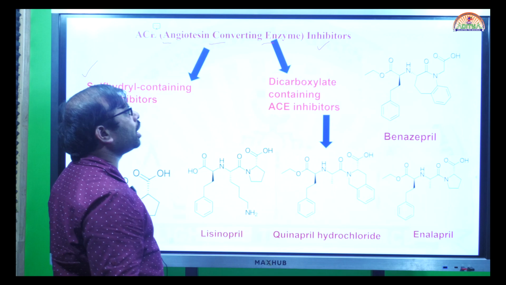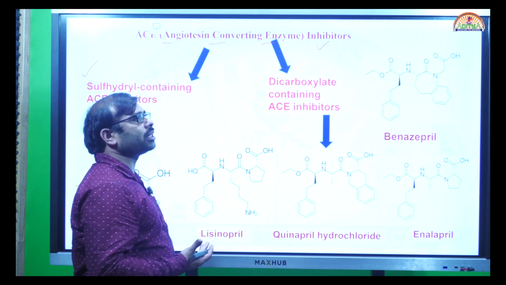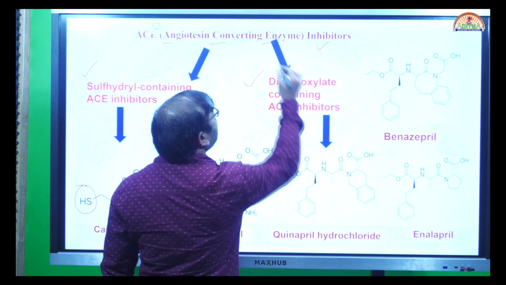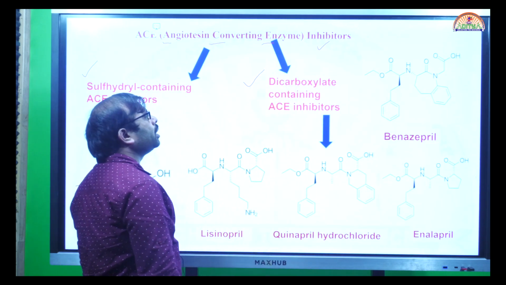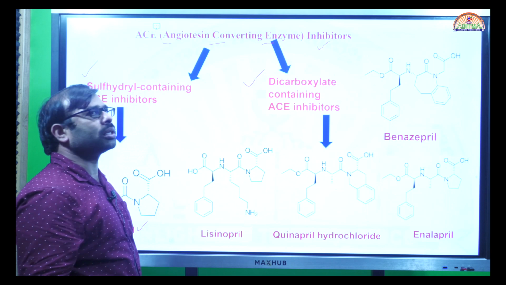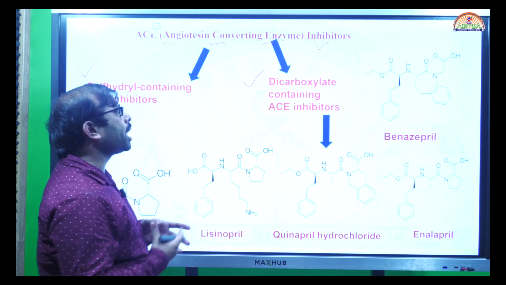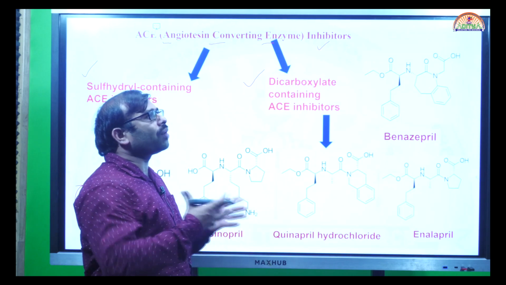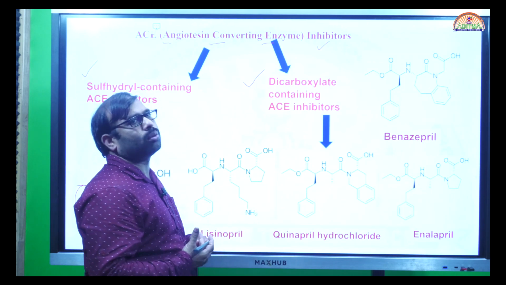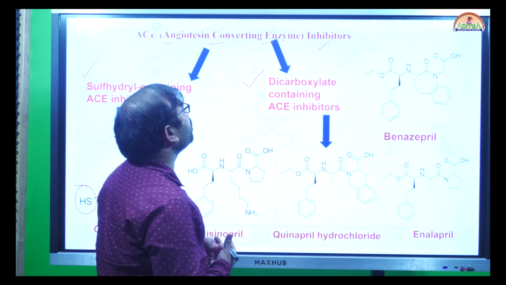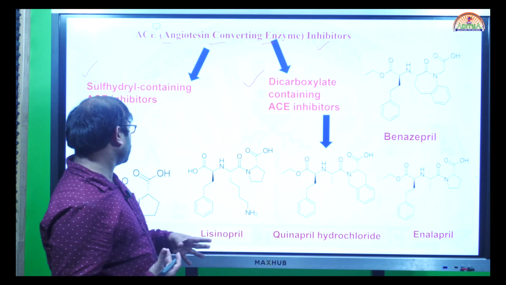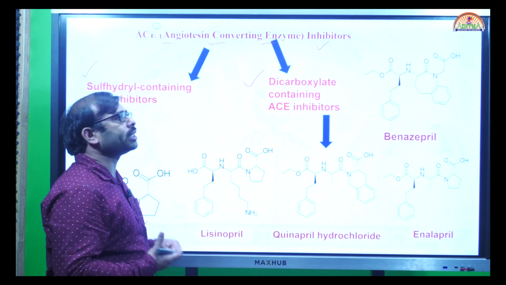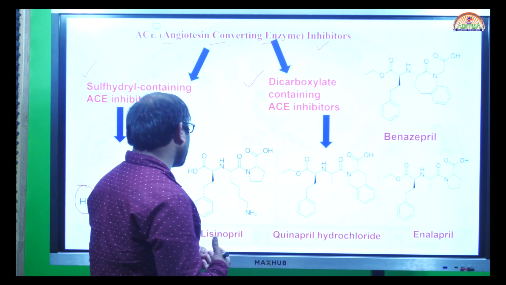Another class of ACE inhibitors given as antihypertensives is the dicarboxylate-containing ACE inhibitors. The name itself indicates there is a dicarboxylate. That means there are two carboxylic acid moieties, with or without protection, in this class of molecules. In this class there are around 4 molecules given as dicarboxylate-containing ACE inhibitors as antihypertensives. What are those?